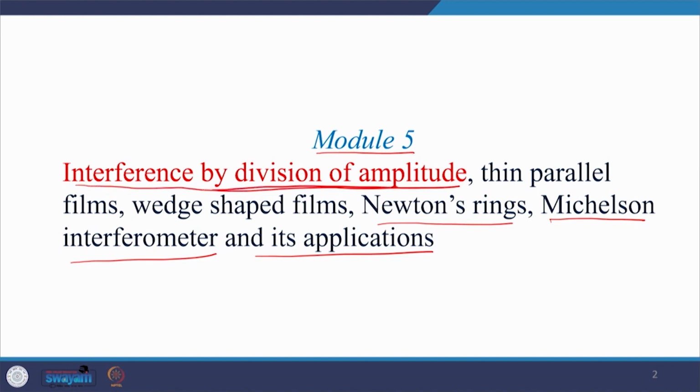I will talk about the concept here, and then we will go to a thin film wherein we will assume that there are only two reflected rays, and then we will talk about its interference and the conditions of maxima and minima.